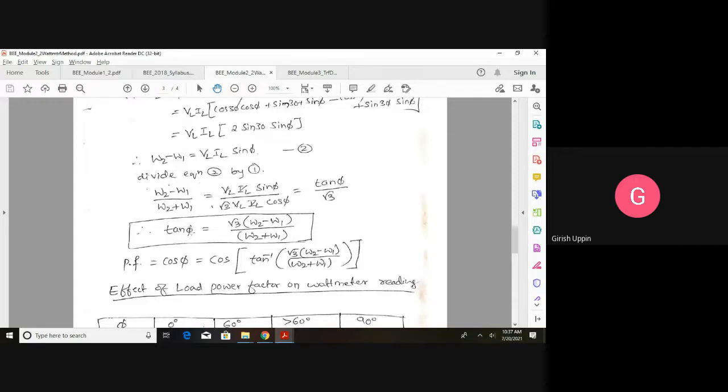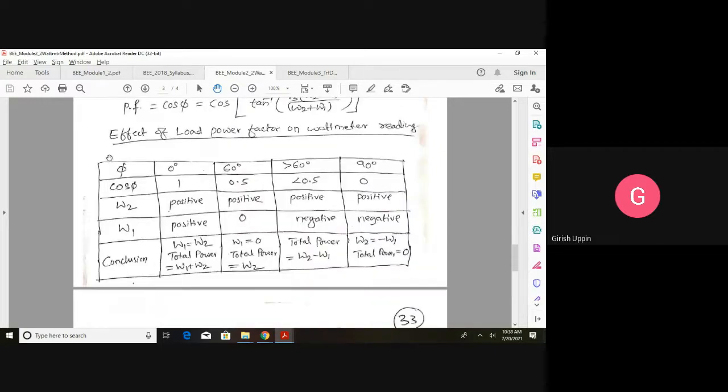What is φ? φ is nothing but the angle between the voltage and the current, and cos of this φ is the power factor. So you can find the power factor. Cos φ is equal to what? Cos of this, tan will come on this side as tan inverse. So you don't have to worry about this. Just remember this formula and find the angle, and cos of that angle is the power factor. So three important formulas you have to remember: what is W2, what is W1, what is tan φ.